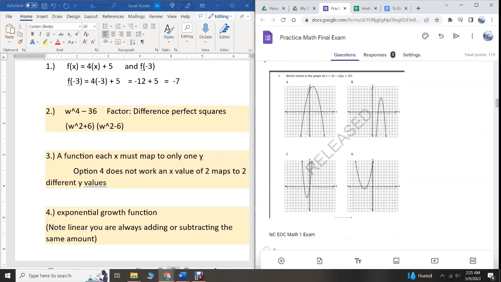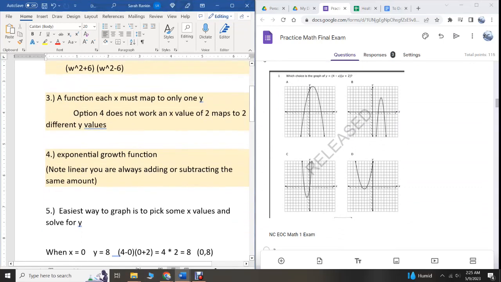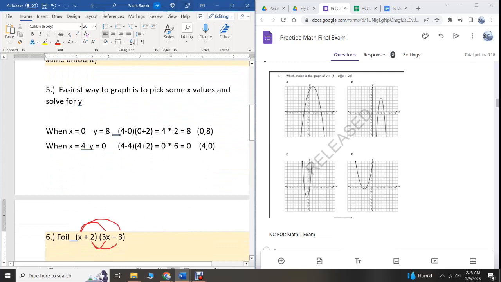Let's see, let me go down here a little bit. Number 5, so the easiest way to graph these things is to pick 2 points. So I picked when x is equal to 0, and I just plugged it into this function, and I got y is equal to 8. So I know the point (0, 8) has to be on this graph. So A works, D works, I can rule out B and C right off the bat.